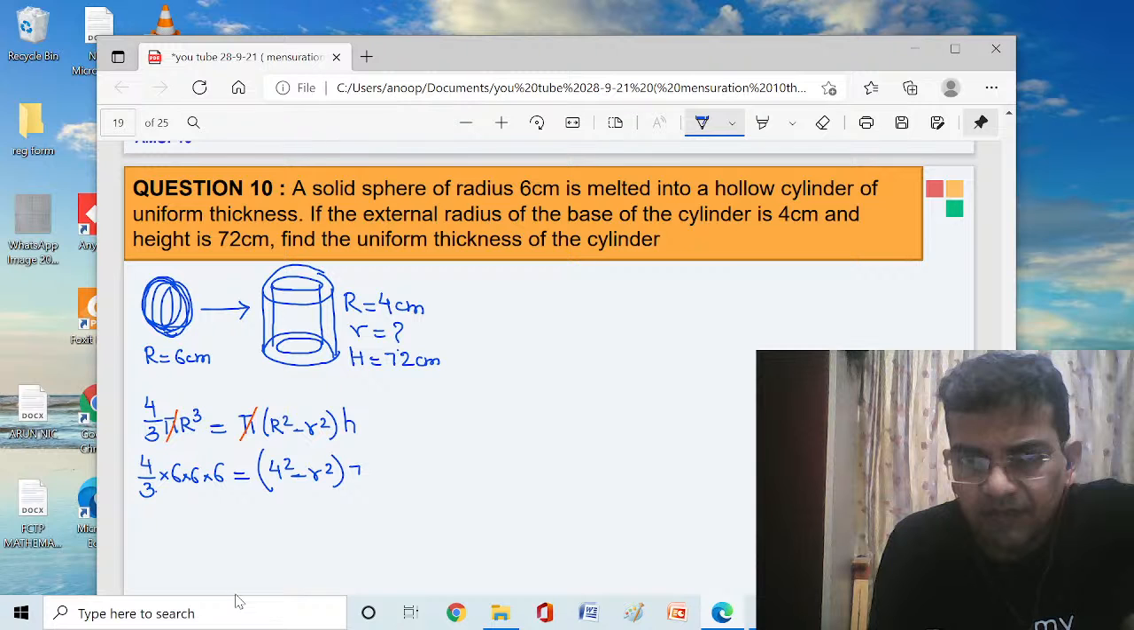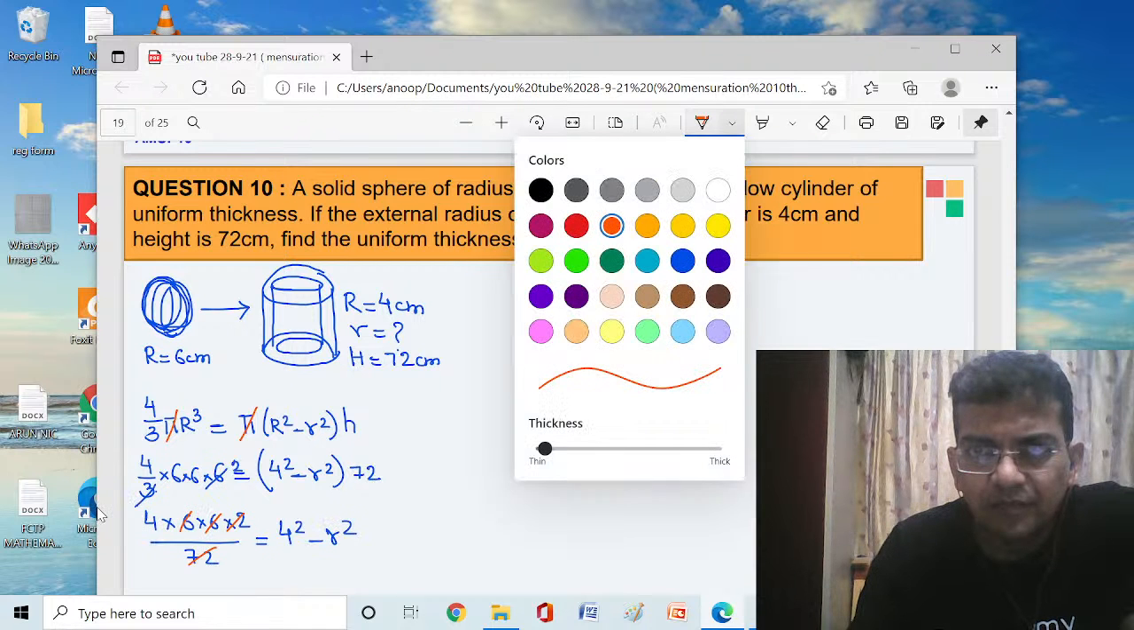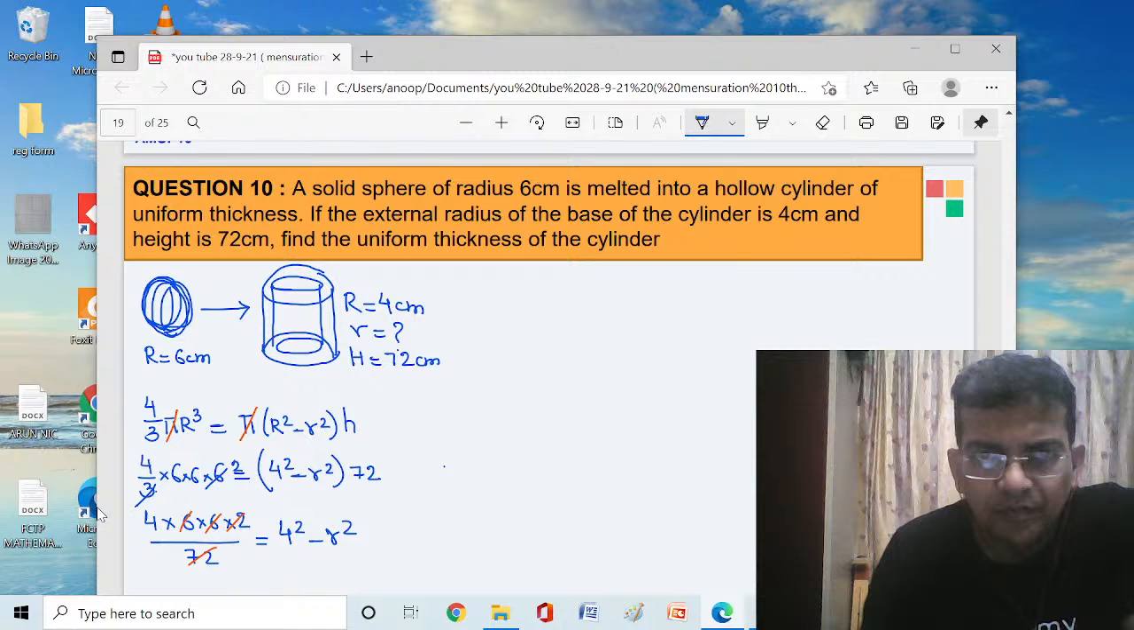First of all, you can reduce the 6 to 3. So you have 4 into 6 into 6 into 2. You will cross multiply 72 over here, and you will be getting 4 square minus r square. Well, the 72 will be reduced over here. So we will be getting 4 is equal to 4 square minus r square. So r is equal to 2 root 3.